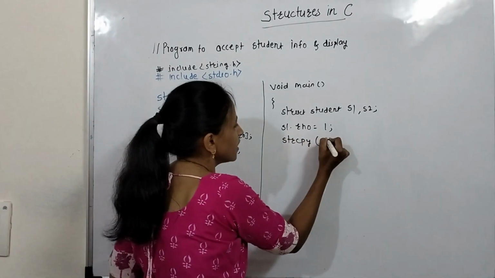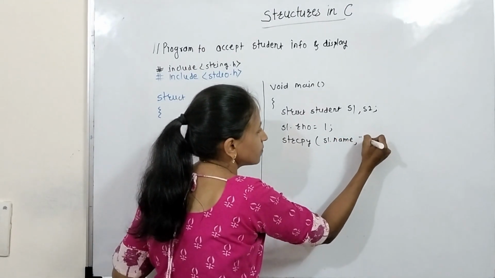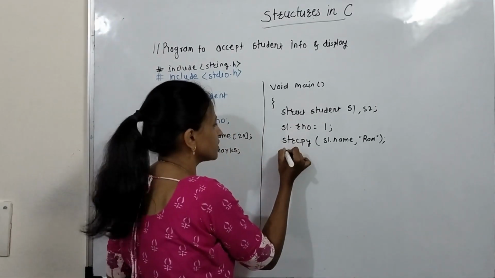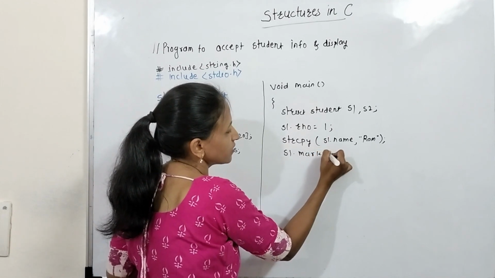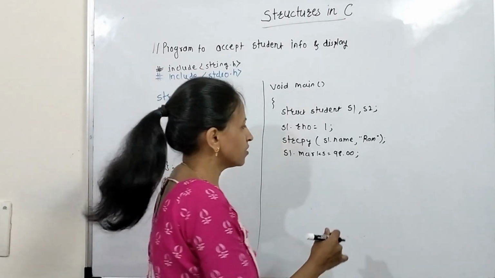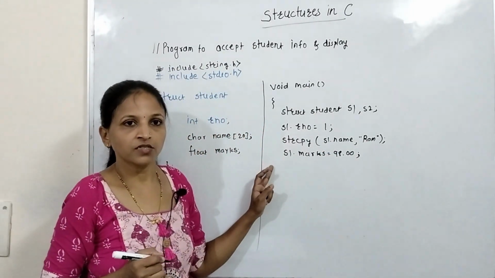In the same way we can store strcpy s1 dot name. Here suppose I am storing the name like Ram, in this way. And the next one is s1 dot marks. Suppose I want to store, then again we can write like this, s1 dot marks equals 98.00. In this way you can store. Okay, now I have stored the data of the first student in s1.